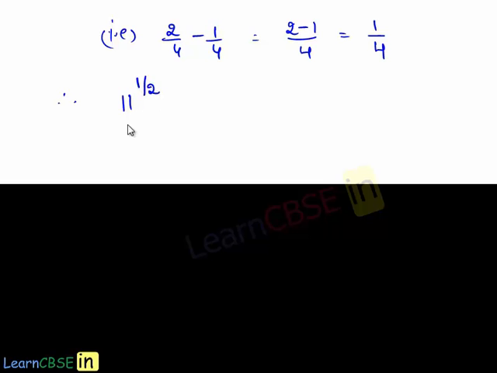Now we shall subtract the equivalent rational numbers, that is 2 by 4 minus 1 by 4. As both the rational numbers have common denominator, we directly subtract their numerators. That is 2 minus 1 by 4 gives 1 by 4. Therefore, 11 raised to the power of 1 by 2 by 11 raised to the power of 1 by 4 is equal to 11 raised to the power of 1 by 2 minus 1 by 4, which is 11 raised to the power of 1 by 4.